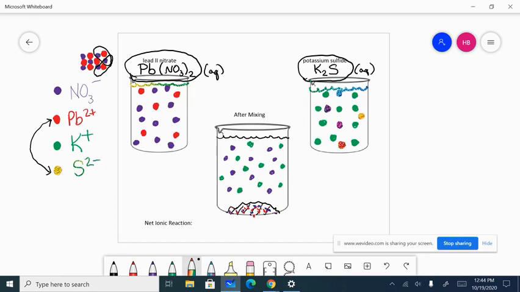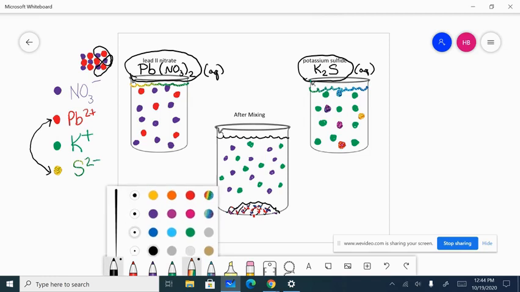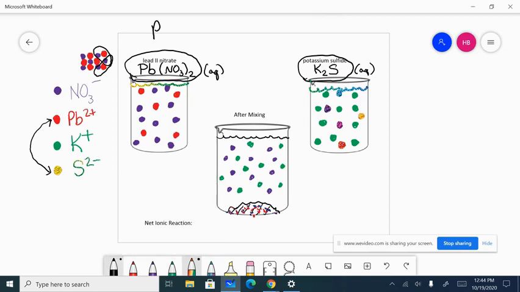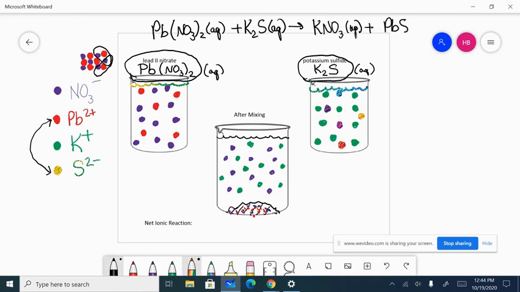So the full chemical reaction here is written like this: lead nitrate plus potassium sulfide will switch places and form potassium nitrate and lead 2 sulfide. And that's going to form a solid. I'll balance this like such.